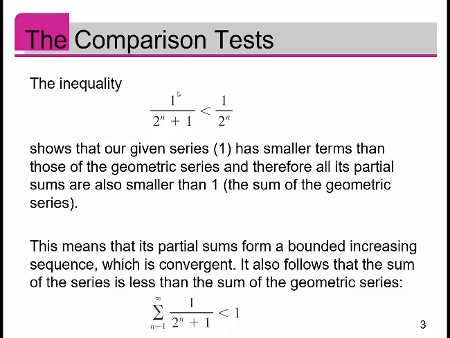We know that 1 divided by 2 to the n plus 1 is less than 1 divided by 2 to the n, obviously. This shows that our given series has smaller terms than those of the geometric series, and therefore all its partial sums are also smaller than 1, which is the sum of the geometric series. This means that its partial sums form a bounded increasing sequence, which is convergent. It also follows that the sum of this series has to be less than the sum of the geometric series, so it has to be less than 1.